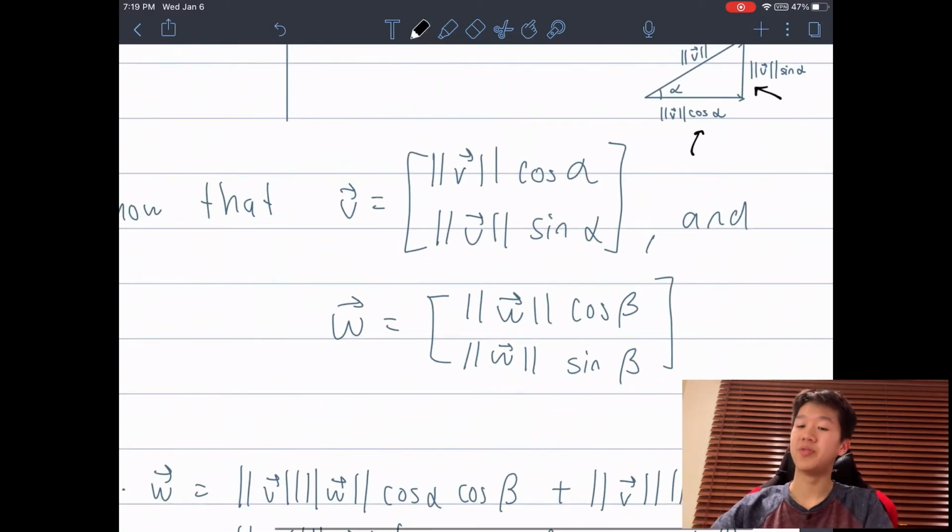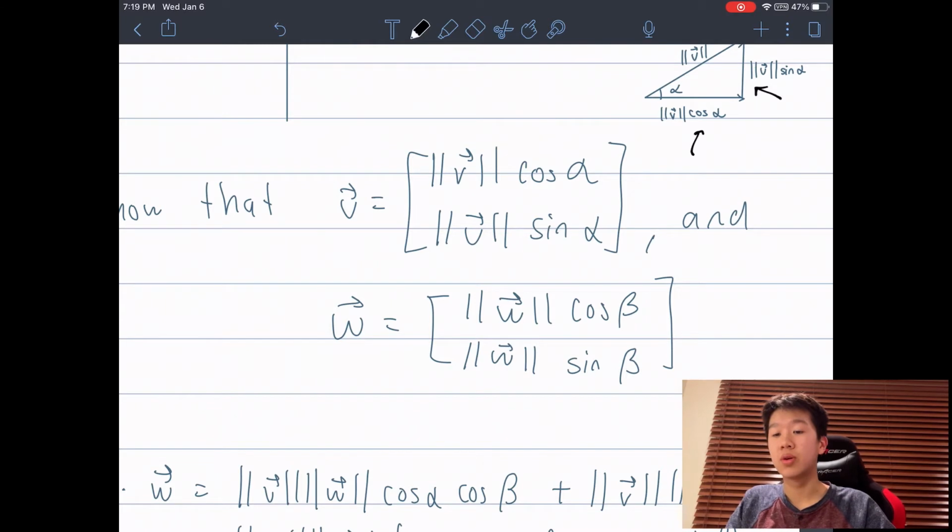We also have that the vector w is equal to a vector of the magnitude of w multiplied with the cosine of beta, and the other entry is the magnitude of w multiplied with the sine of beta.